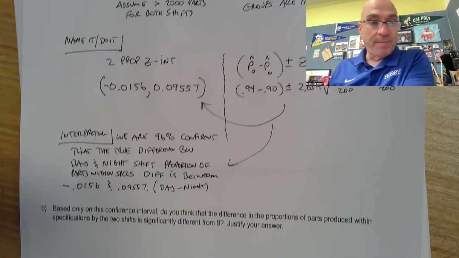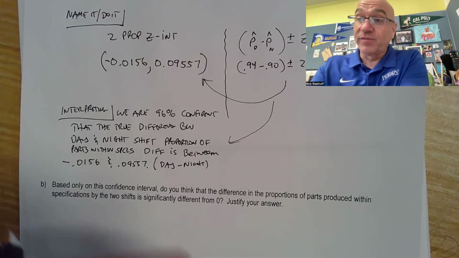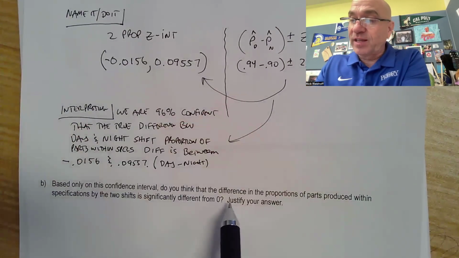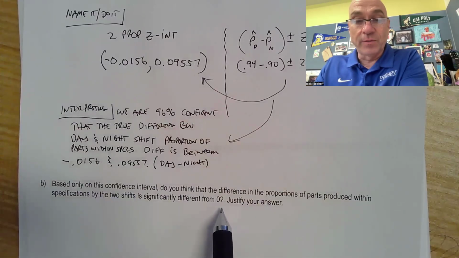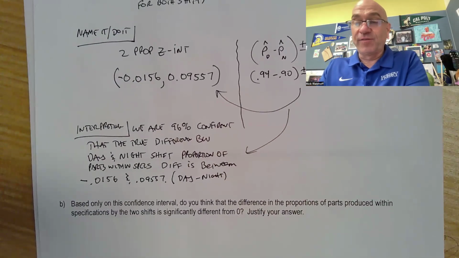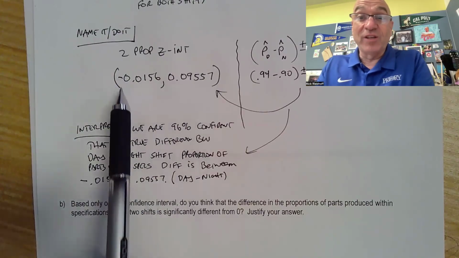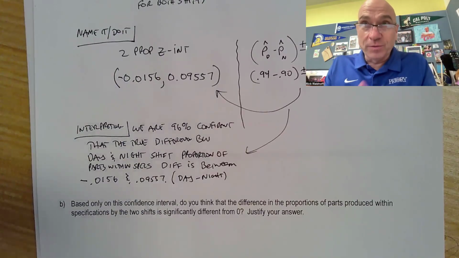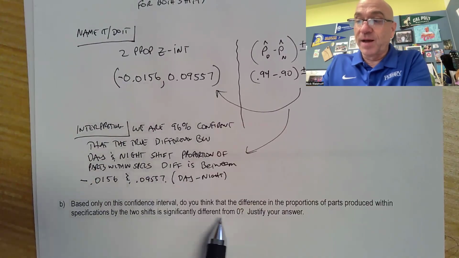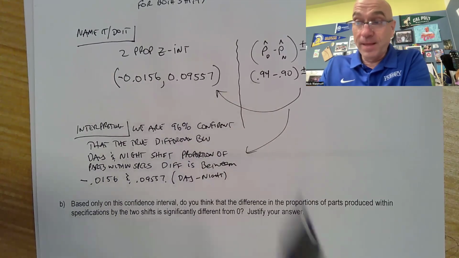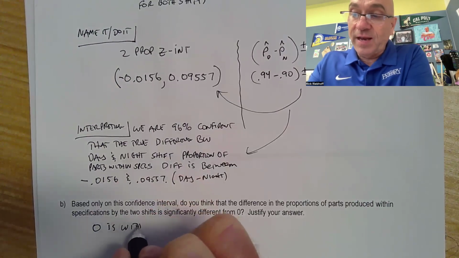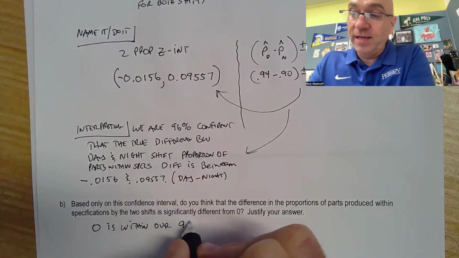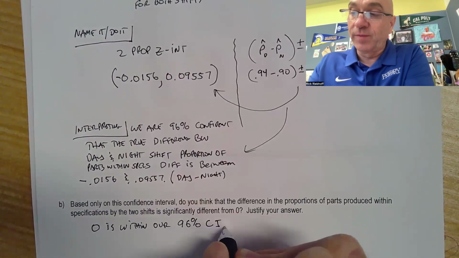And last thing, we're going to do part B, based only on this confidence interval. So only looking at this. Do you think that the difference in proportions of parts produced within specifications by the two shifts is significantly different from zero? Okay, so is it significantly different from zero? Remember that an interval is what we think is a feasible value. Okay, so looking in here, it's asking about the number zero. Is zero a feasible value? Is zero in there? Yes. So I'm going to start this off by saying zero is within our 96% confidence interval.